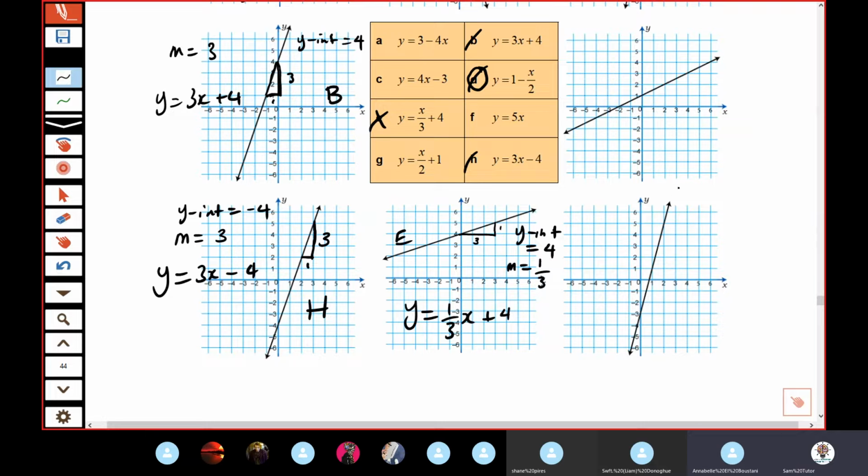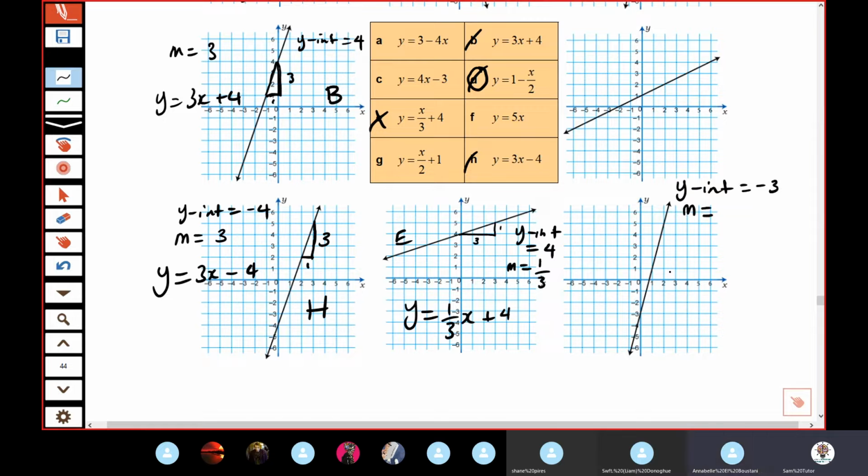What's the y-intercept for this graph? Where does it cut the y-axis? Negative y. Yes, -3. So that becomes -3, and then your gradient.